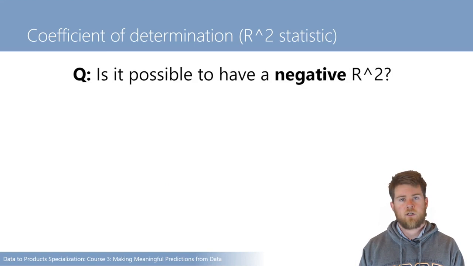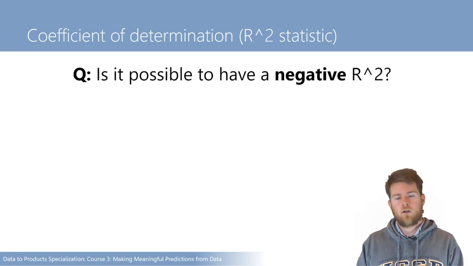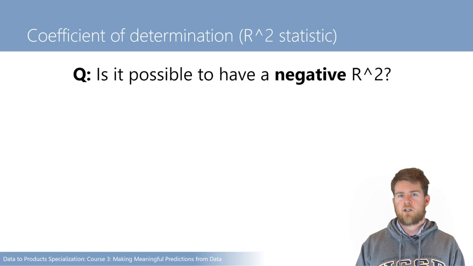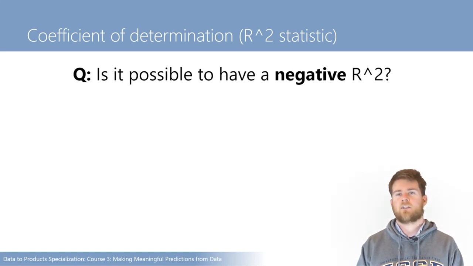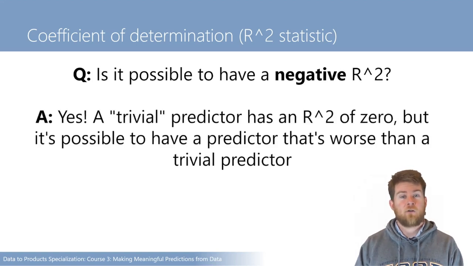So a quick follow-up question: would it be possible to have a negative value of this R-squared statistic? So could we do worse than what we said is a trivial predictor? All right, so our definition of a trivial predictor was one that just predicted the mean all the time. If you'd like to estimate sentiment or a star rating, the most trivial way you might do that is just to compute the average star rating and predict that everywhere. But could you actually do something worse than that?